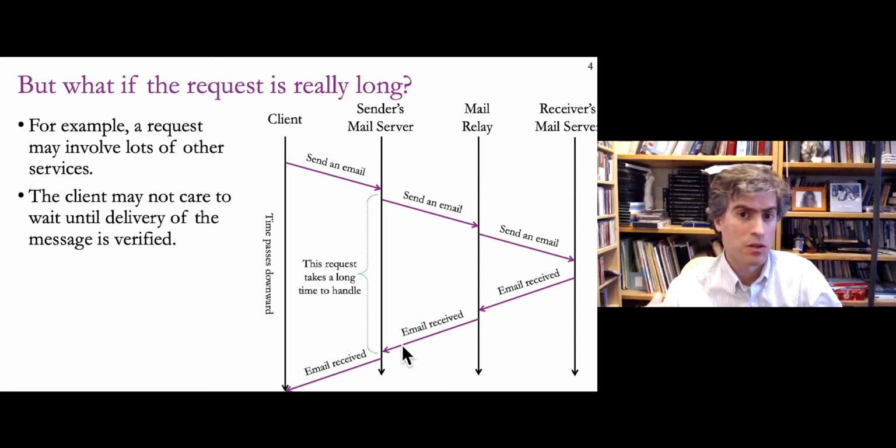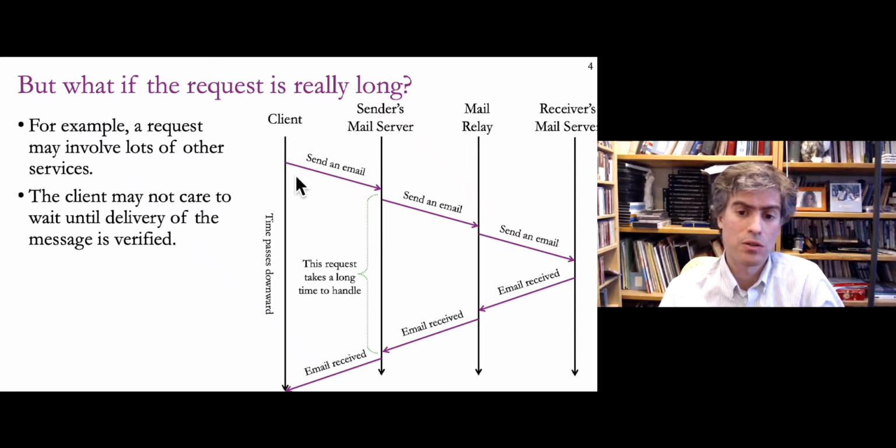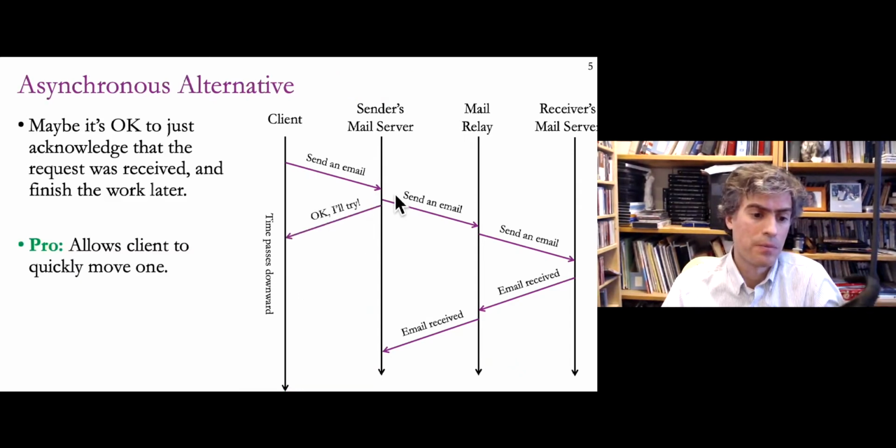You don't want the human user to get stuck on that operation waiting for that message delivery verification to get back. Most probably you just want to know that the first hop received the message and then continue on, right? So the asynchronous alternative does just that. So you send the request to your mail server.